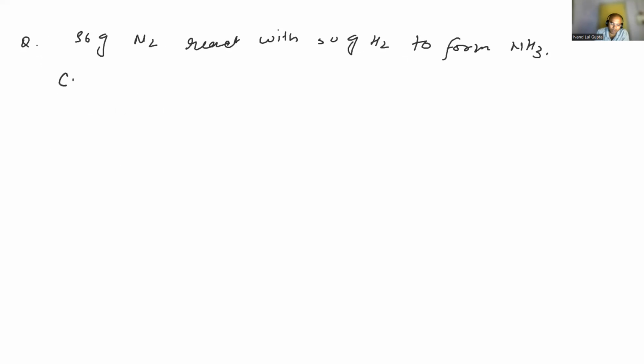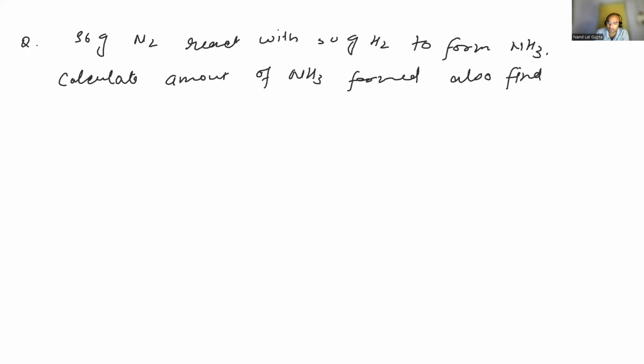Here the question is: 56 gram N2 reacts with 30 gram H2 to form NH3. Calculate the amount of NH3 formed. Also find the limiting reagent. Okay. So let us see how you can do this type of problem.